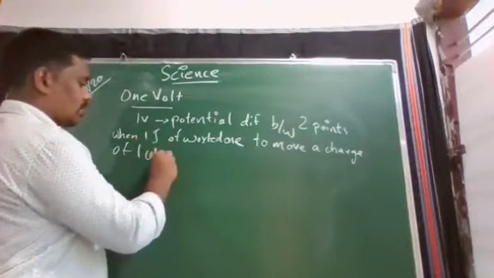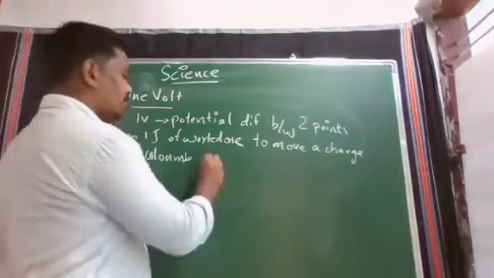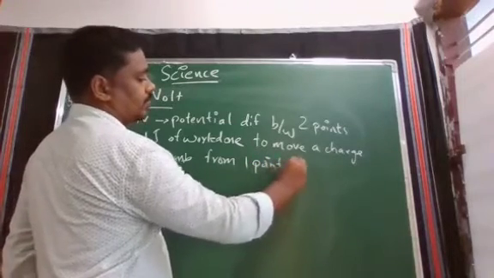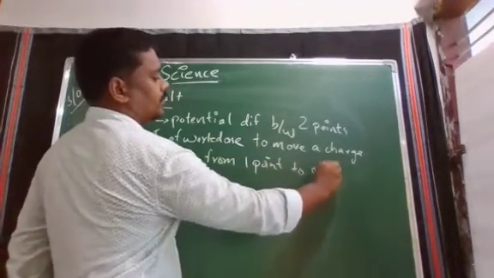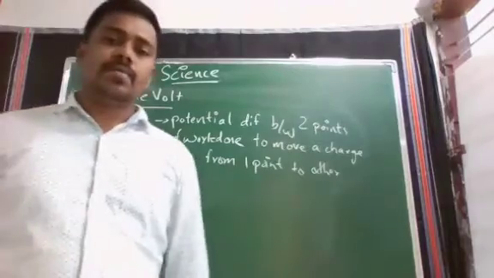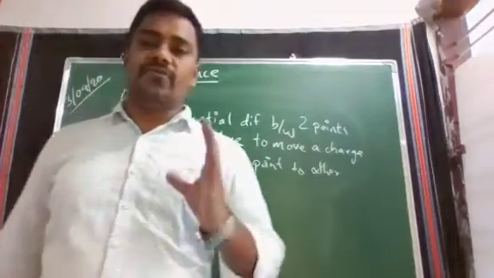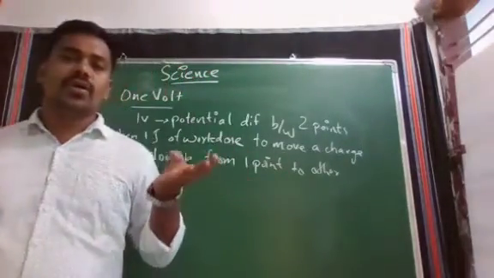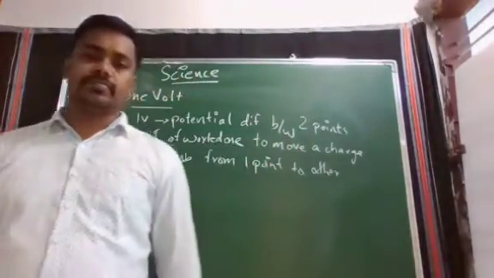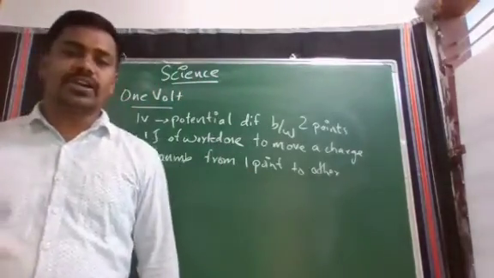From one point to other. What is 1 volt? 1 volt is the potential difference between two points, that is, when 1 joule of work is done to move a charge of 1 coulomb from one point to another.